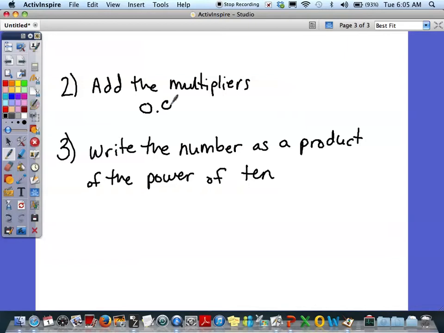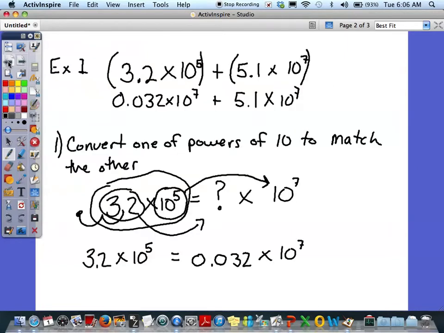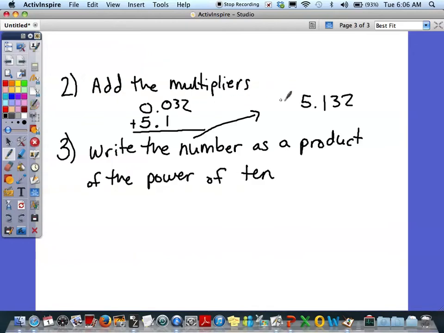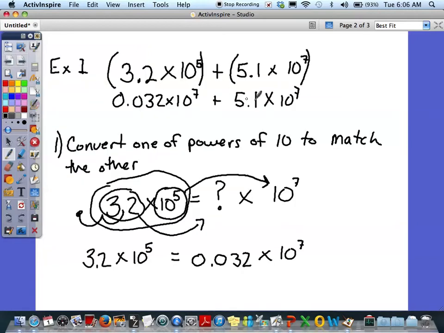So 0.32 plus 5.1. And if we do the addition, I ran out of room, so I'm going to have to write the answer over here. We get 5.132. If I did that right. We had 5.1. Yep. And so now the last step is to write that number as a product of our new power of 10, which was 10 to the 7th, because that's the power that they have in common.